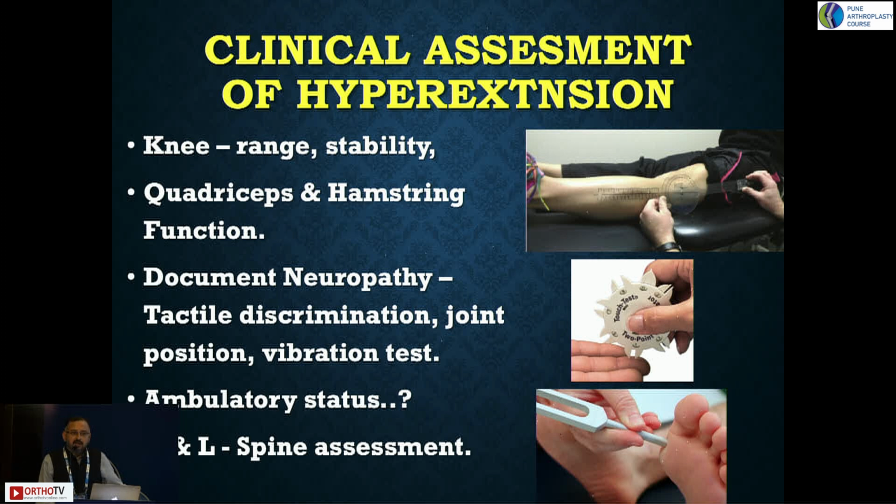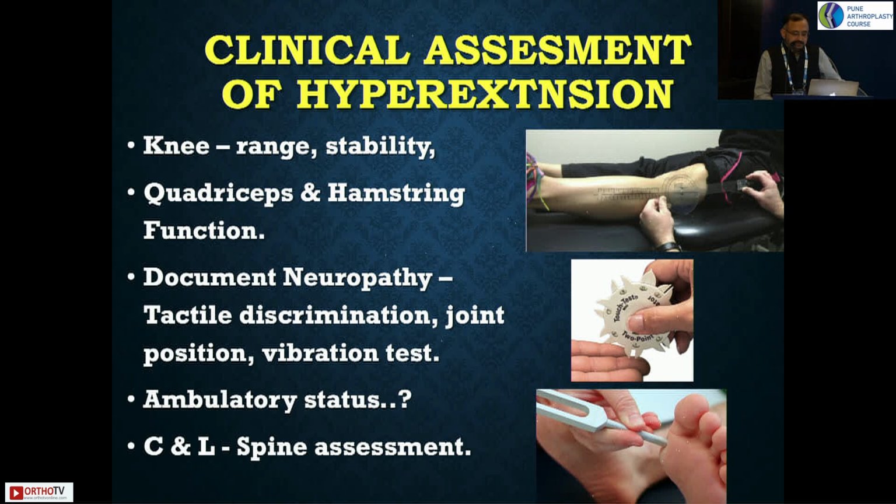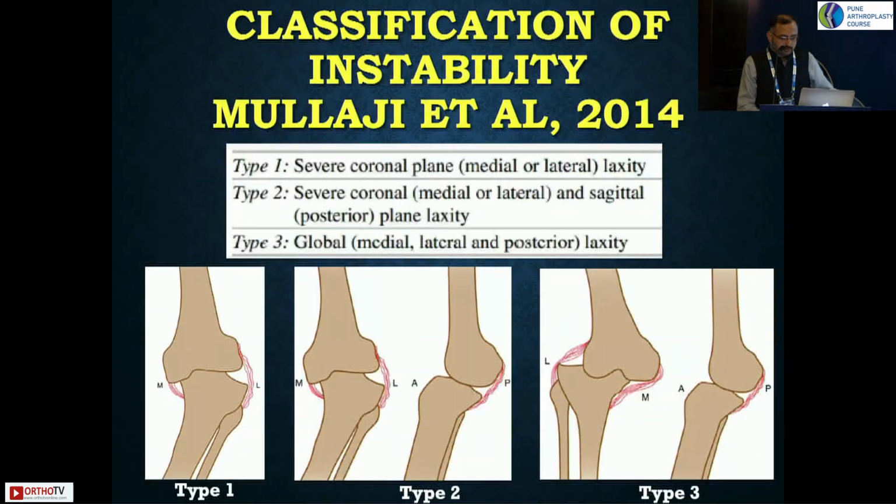The quadriceps and hamstring function is importantly to be assessed. Documentation of neuropathy is very important: tactile discrimination, joint position, vibration test. You should have this in your armamentarium. You should see their current ambulatory status, for how long this patient has not walked. What is their activity level? Are they really managing themselves? Is there a motivation to walk? All this is very important. C-spine and lumbar spine assessment is also important, so always do a radiograph of these areas.